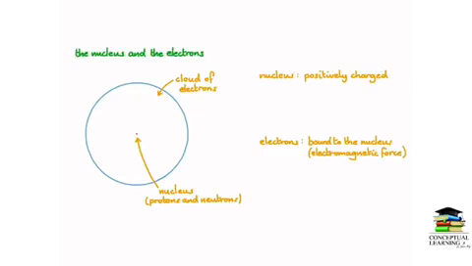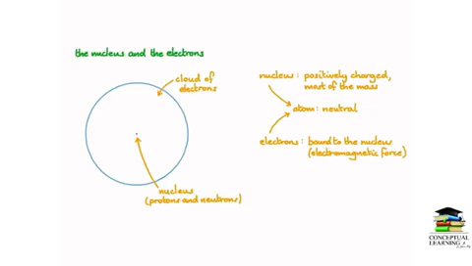Positively charged nucleus, negatively charged electrons. That's easy to remember. The other thing to remember is that when we talk about an atom, we assume that it's neutral overall, meaning that the number of protons in the nucleus is the same as the number of electrons in the electron cloud. The other thing to remember is where the mass is.